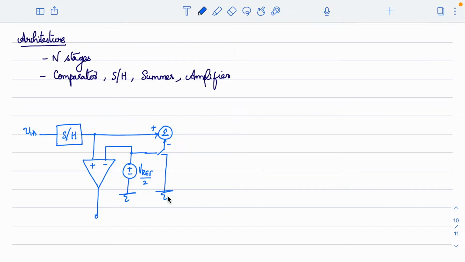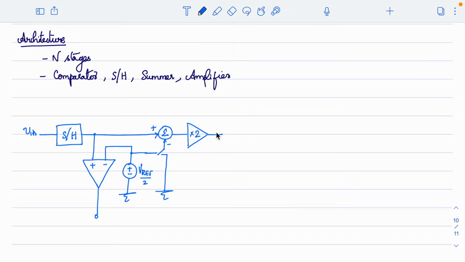So the input signal goes to a sample and hold circuit, and the output of the sample and hold circuit is given directly to a summer and also to the plus input of the op-amp, the comparator. At the minus input, it will be connected to Vref by 2, and another input of the summer will be connected either to this Vref by 2 or to the ground terminal, right? And the output of the summer is again given to an amplifier, with a gain of 2. This is what we'll have.